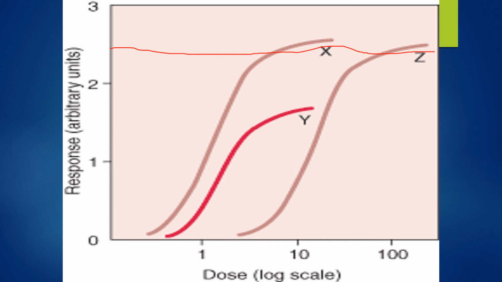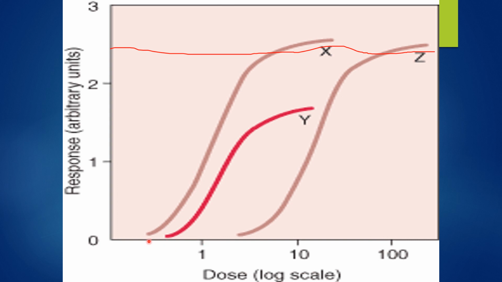So, this is our maximum response, and they are efficacious, but the y has not reached this point or its line. So, it is not efficacious when compared to x and z. Okay. So, that is the efficacy. Now, what is potency? Here you can see x and y, the two graphs of two drugs.